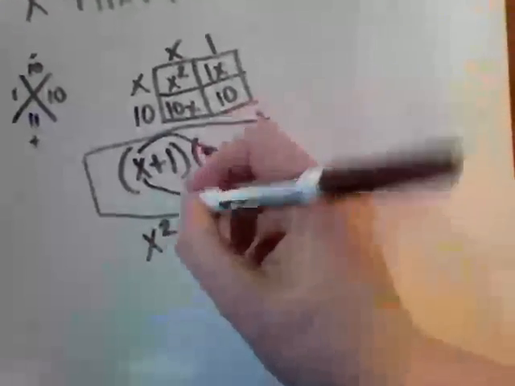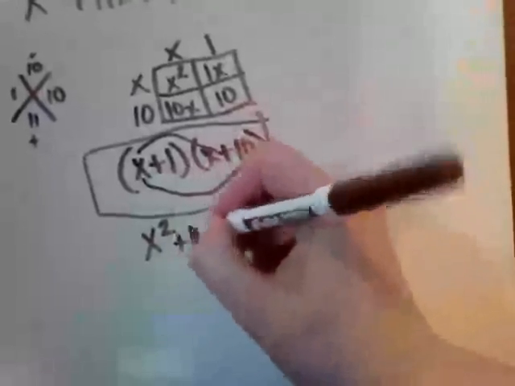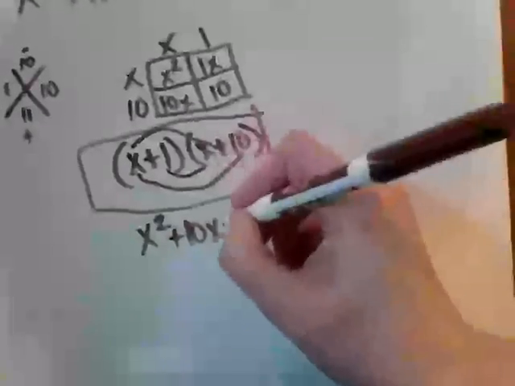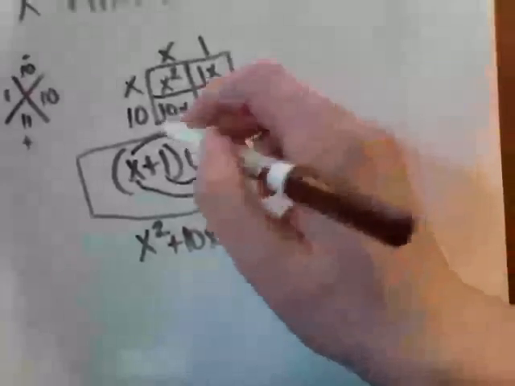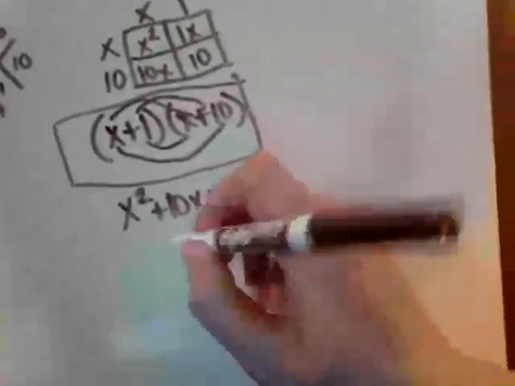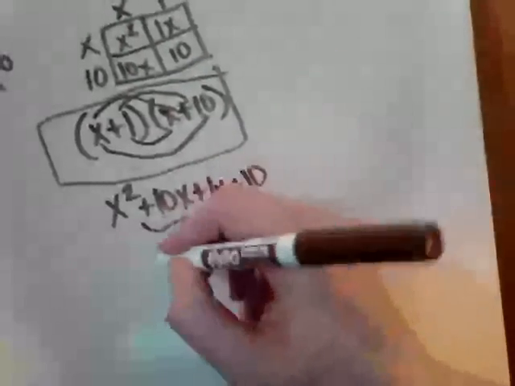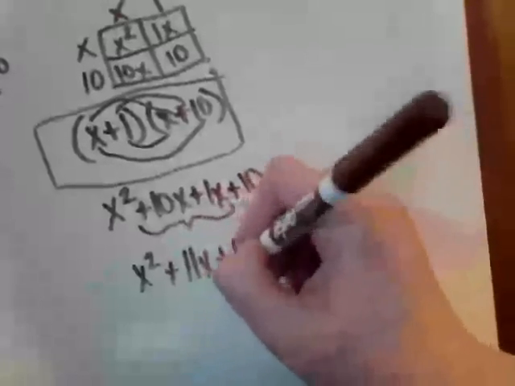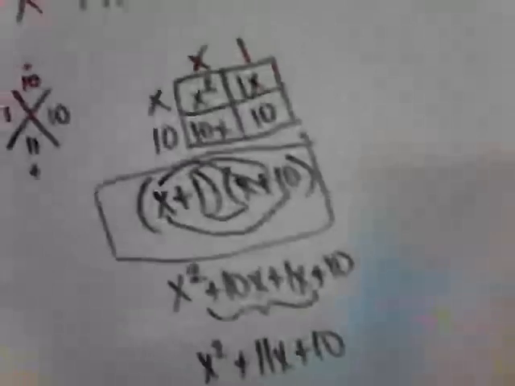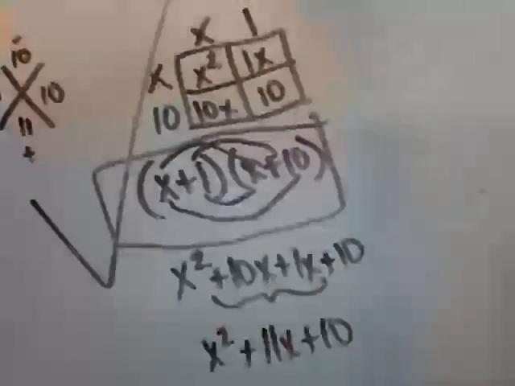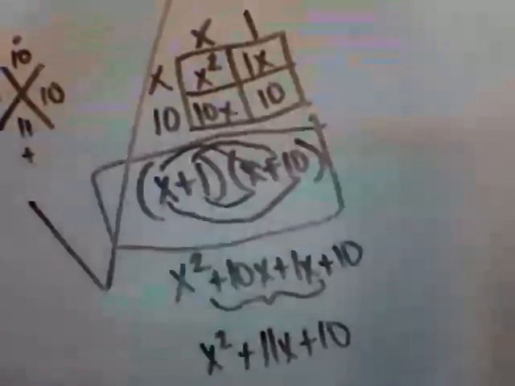Outside times the outside, x times 10, that's a positive 10x. Inside times the inside, 1 times x is a positive 1x. And the last times the last, 1 times 10 is a positive 10. We'll combine like terms right here, and we get x squared plus 11x plus 10, which is the same thing that we started with, right? So we know that we had the correct answer there. Okay, we're going to look at another example.